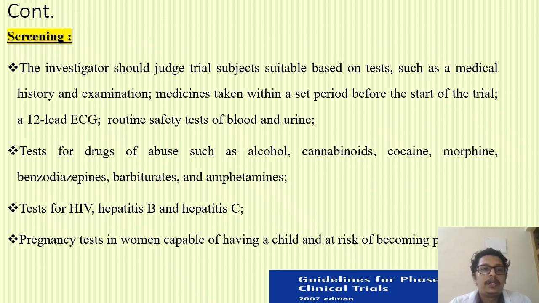So screening, how do we screen the patient? Once the patient is recruited, the investigator should judge the trial subject suitable based on tests such as medical history, examination, medicine taken within a set period before the start of the trial, 12-lead ECG, routine safety tests of the blood and urine, and tests for drugs of abuse such as alcohol, cannabinoids, cocaine, morphine, benzodiazepine, barbiturate, amphetamines, and tests for HIV, HBsAg, and hepatitis C. Pregnancy test if the woman is capable of childbearing and at risk of pregnancy.